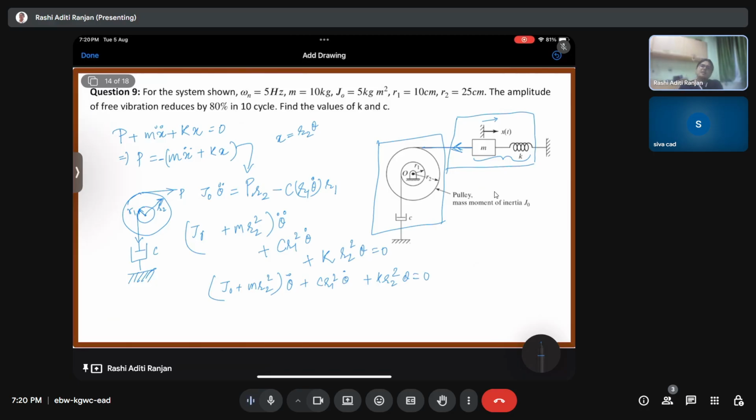Now, the question says that the amplitude of free vibration reduces by 80% in 10 cycles. Find the values of K and C. So basically, they want us to write it in terms of the logarithmic decrement, which we can do, right? Now, if I put the values of J naught, M, R2, R1, and K, what am I going to get? J naught 5 plus 10 into 0.25 square.